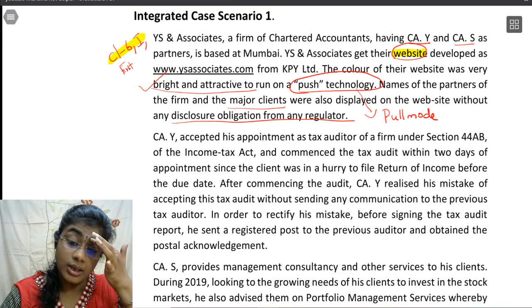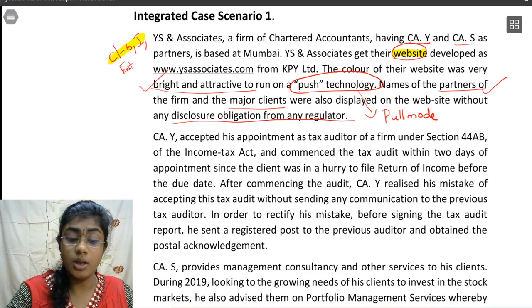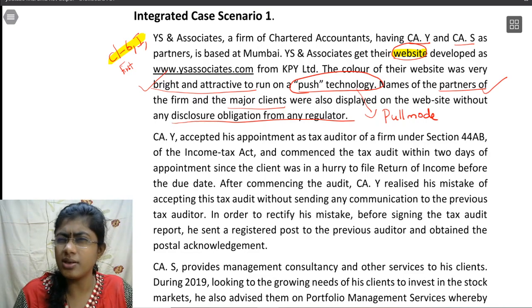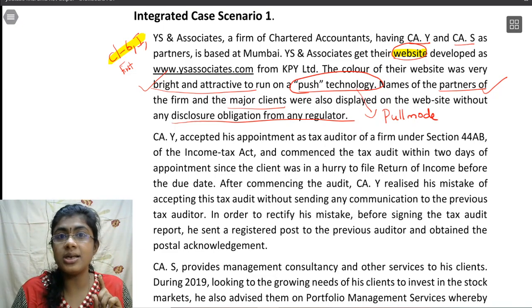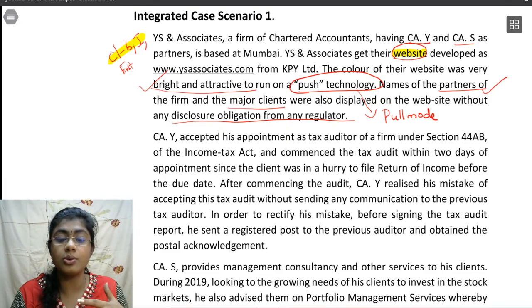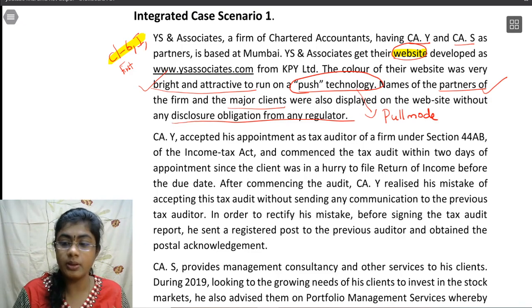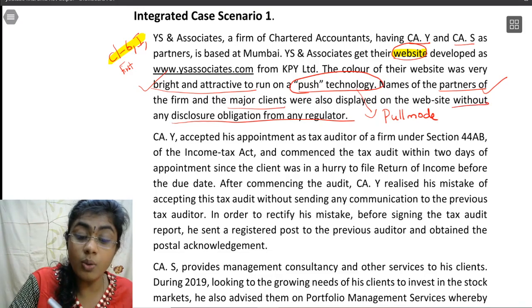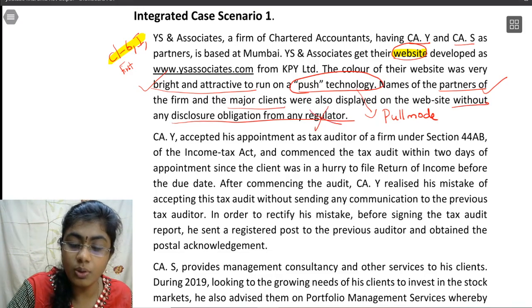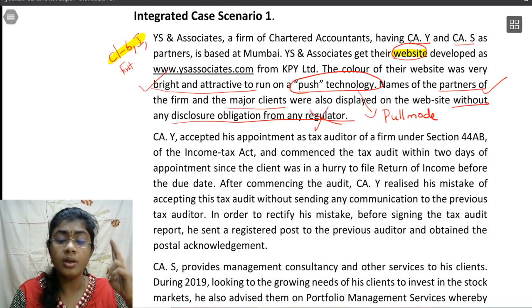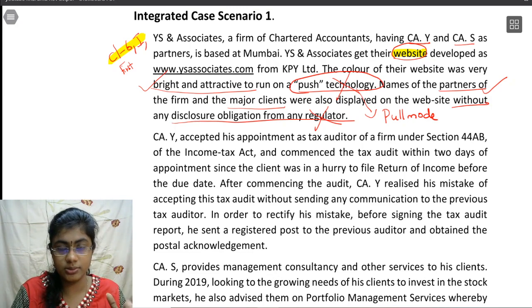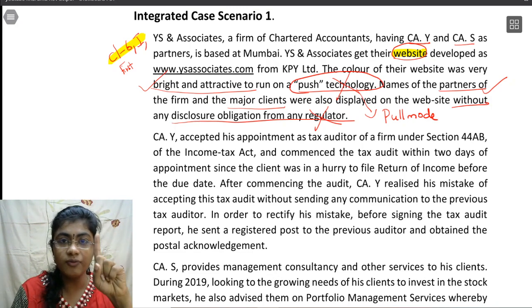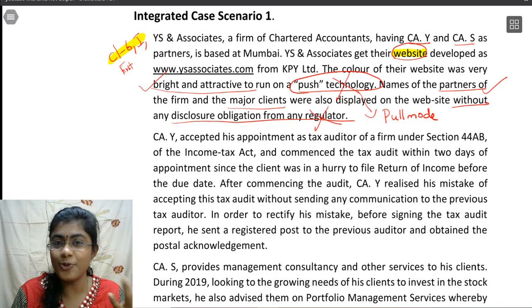Now the next issue is names of partners of the firm. It's allowed. Major clients were also displayed. Is that right? No. As per the guidelines issued with respect to the website, clients' names are allowed provided you have that disclosure obligation from the regulator. Here they specifically say without any disclosure obligation from regulator. So that is also a violation. So here 2 violations: one is push technology as well as the disclosure of the major clients. So this is the interpretation we have made from the first paragraph of the case study. Shall we move on to the next one?